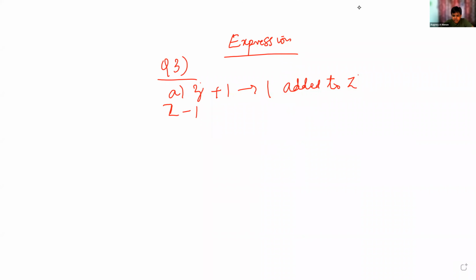1 subtracted from Z. Yes, from Z. That is the correct word. Whenever we say 1 subtracted from Z, it means Z is written first, no? Then Z minus 1. Am I clear? Yes, ma'am.